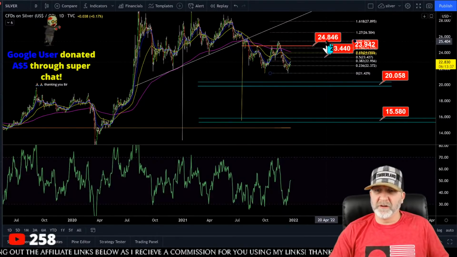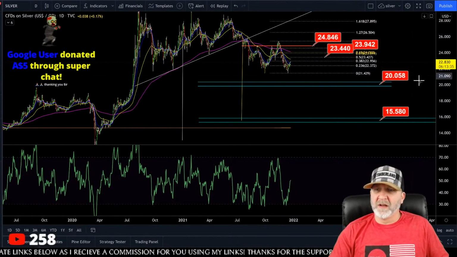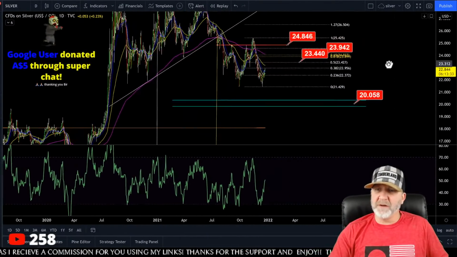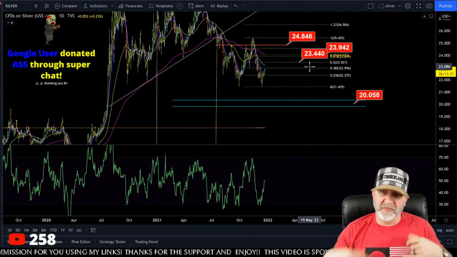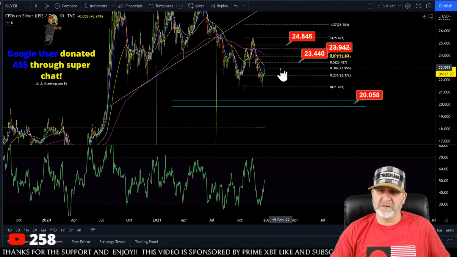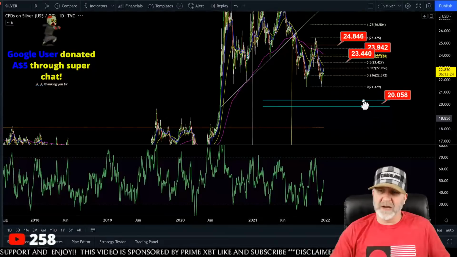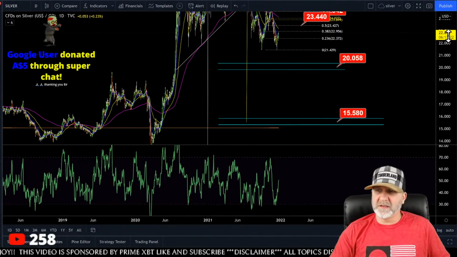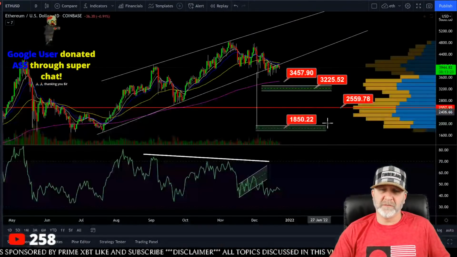Same thing with silver. I would have to see a break of the 2480 range before even thinking about being bullish on silver. Currently, we're getting rejected at the 0.382 fib. I do see a $20 silver if these trends continue and if that breaks around 1550.